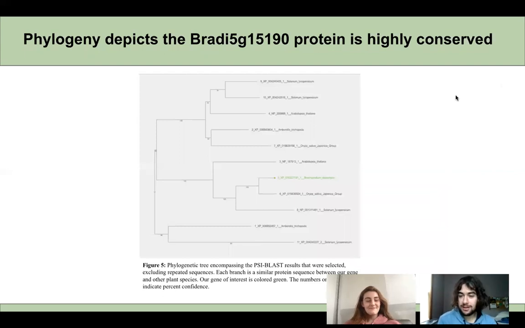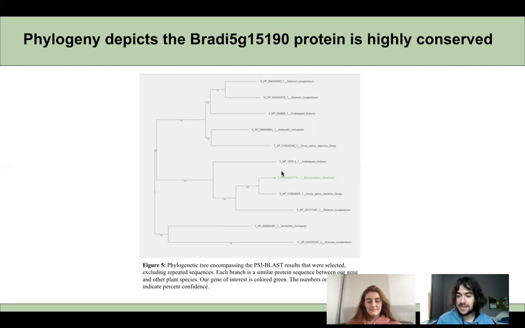To determine how well our protein was evolutionarily conserved, we constructed a phylogenetic tree which compared our sequence with similar sequences belonging to other plant species. We determined that our gene was well conserved. Our protein of interest is highlighted here in green, and you can see its most recent ancestors shared with Oryza sativa, and next most recent ancestors shared with Solanum lycopersicum. We could also determine that our protein is closely related to Arabidopsis thaliana.